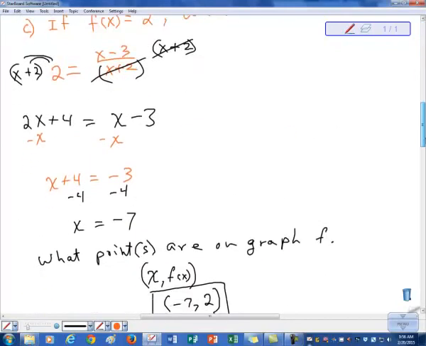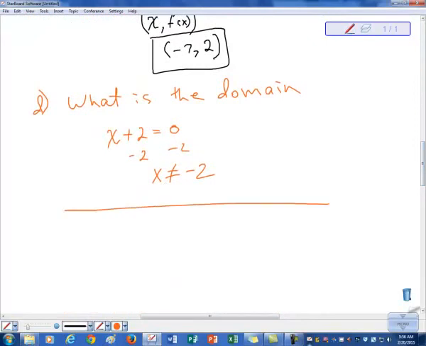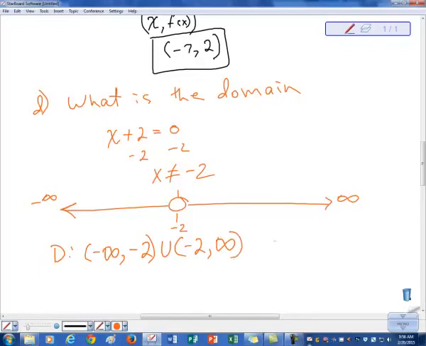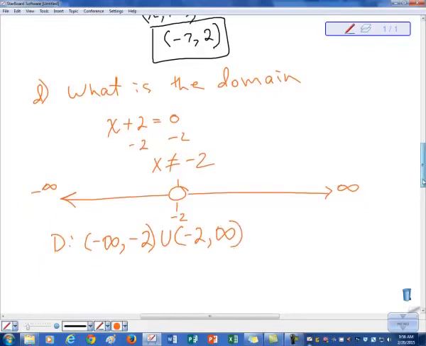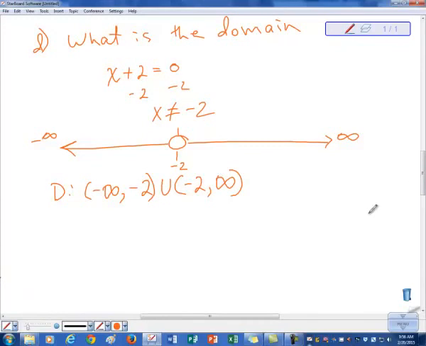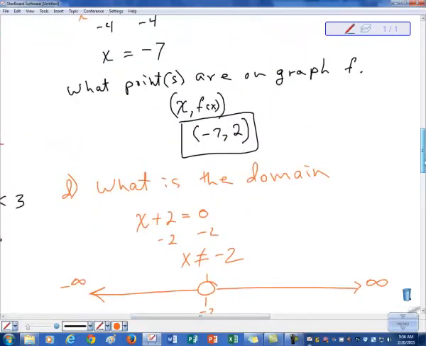Alright, so on our number line, we can do anything but negative 2. We're going to negative infinity this way and positive infinity the other way. So from here, you should be able to figure out it's going to be negative infinity to negative 2, open, union, negative 2 to infinity. Alright, that's our domain.